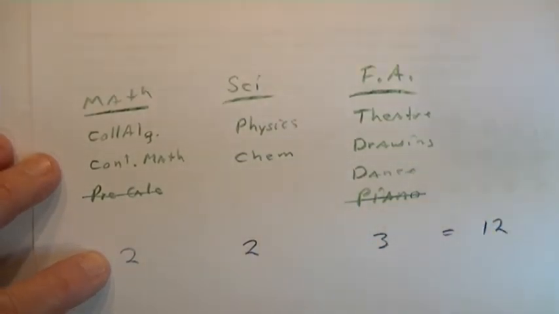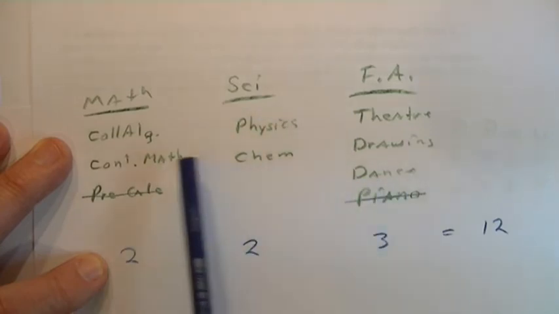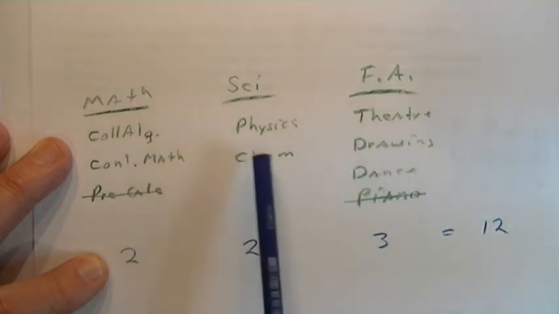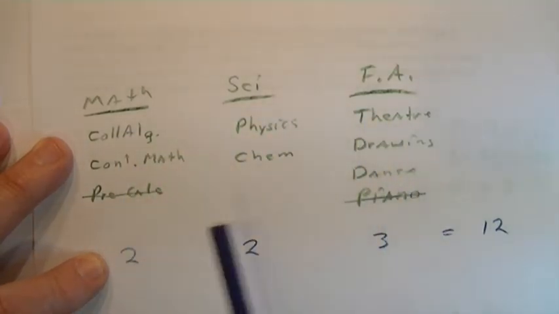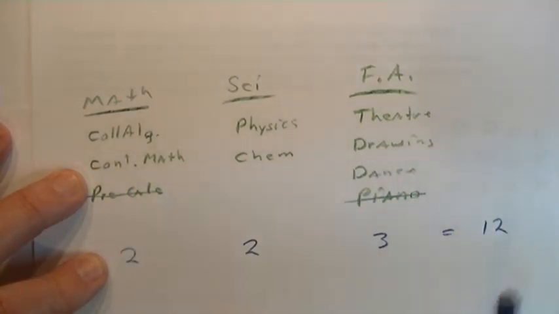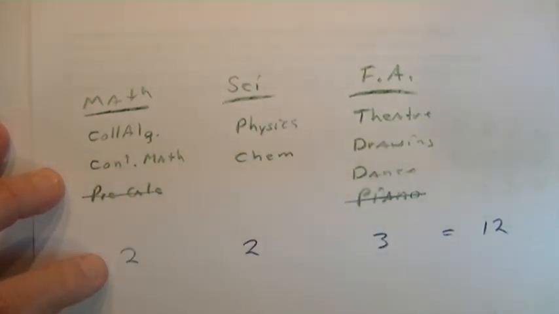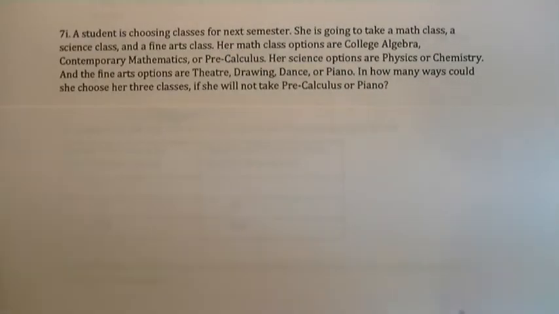And she has 12 different options, one of which could be to take college algebra, physics, and theater. Another would be college algebra, physics, and drawing, college algebra, physics, and dance, college algebra, chem. So there was 3, here's 6 more. And then if we switch to this one, we have the same pattern, we have 6 more, and we end up with 12. So you can draw them all out if you want to, but the easiest thing to do is just say how many choices does she have in each category, multiply them out, come back.